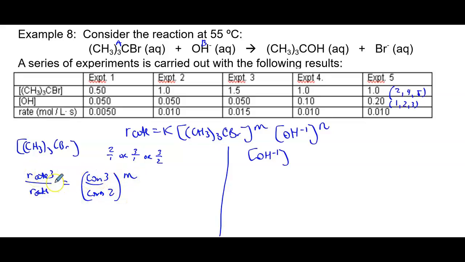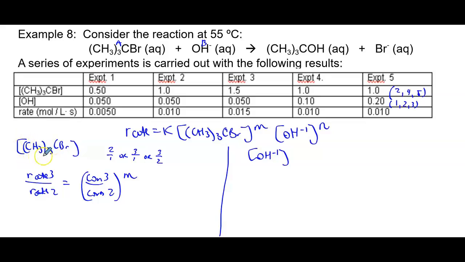So notice I have rate 3, concentration 3, rate 2, concentration 2, meaning that the rate and the concentration have to be the same as you go from left to right of the equal sign. So we're going to look for rate for experiment 3. Now, remember, we're solving for what I called A, right?